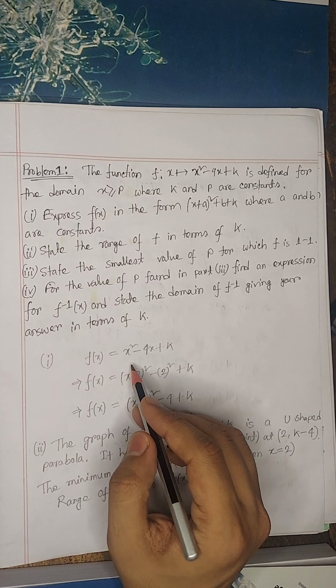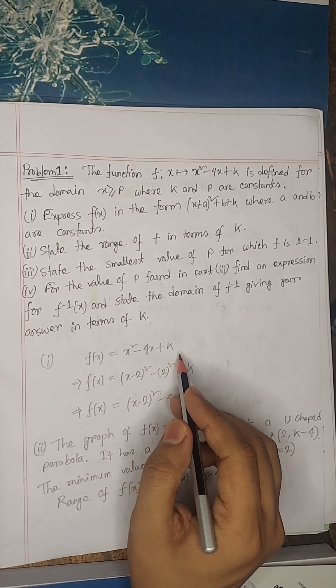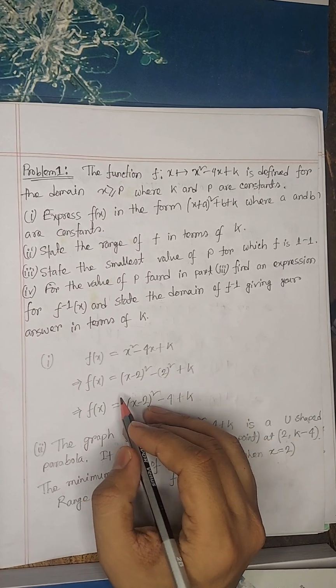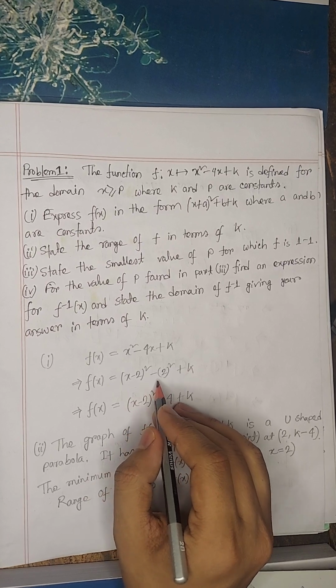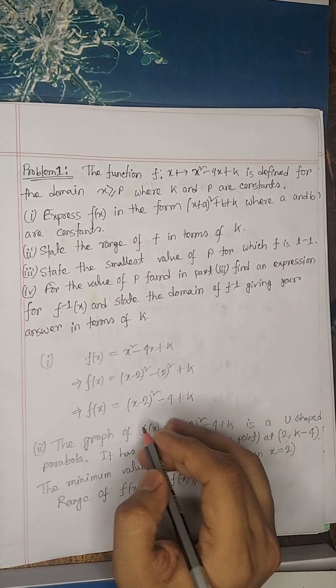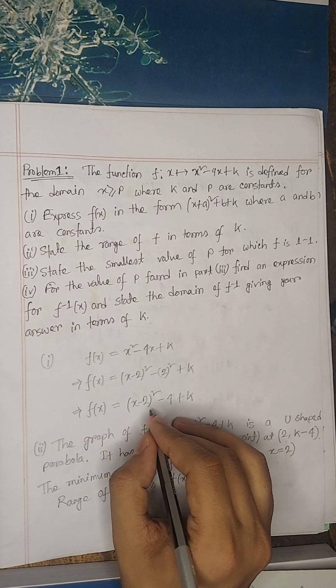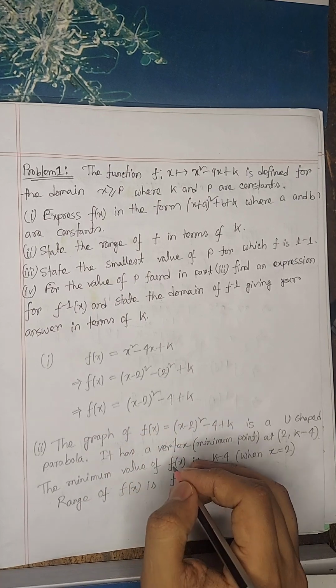Here f of x is equal to x square minus 4x plus k. Then f of x is equal to (x minus 2) whole square minus 2 whole square plus k. That is, f of x is equal to (x minus 2) whole square minus 4 plus k.